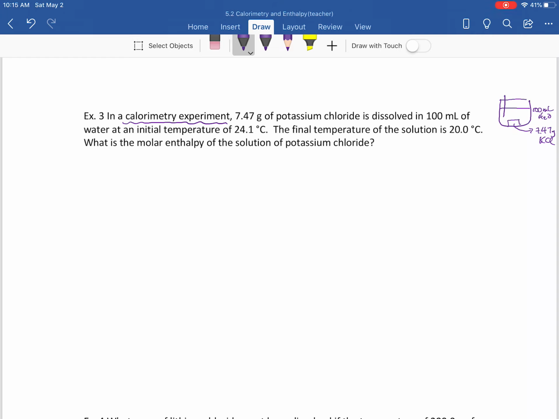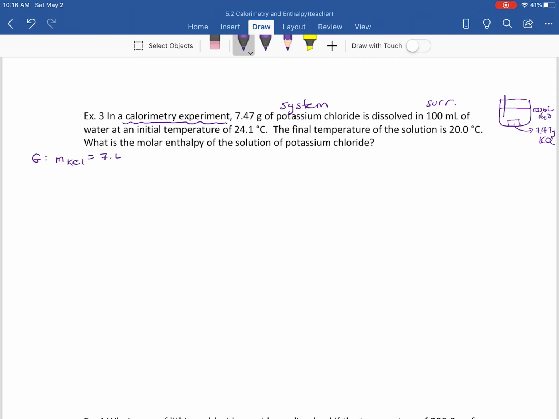If the water got cooler, was this an endothermic or exothermic reaction? If my water got cooler, that means the water, the surroundings, gave energy to the system. So the system absorbed energy. That means this is an endothermic reaction. For our purposes, this is my system, and the water is my surroundings. All right, let's do the math.